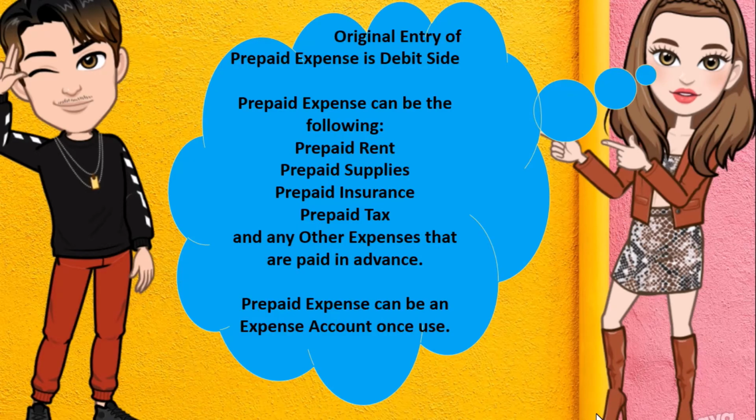The original entry of prepaid expense is on the debit side. Prepaid expense can be the following. It can be prepaid rent, prepaid supplies, prepaid insurance, prepaid tax, and any other expenses that are paid in advance. Prepaid expense becomes an expense account once used.